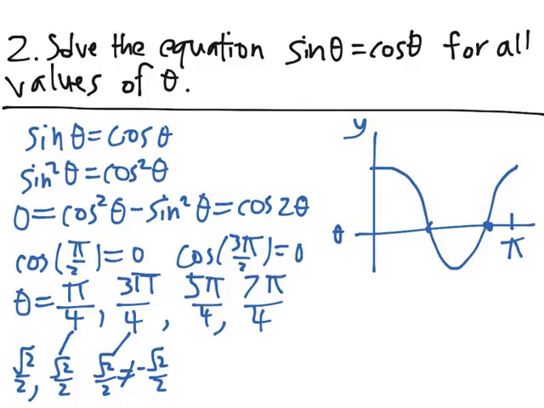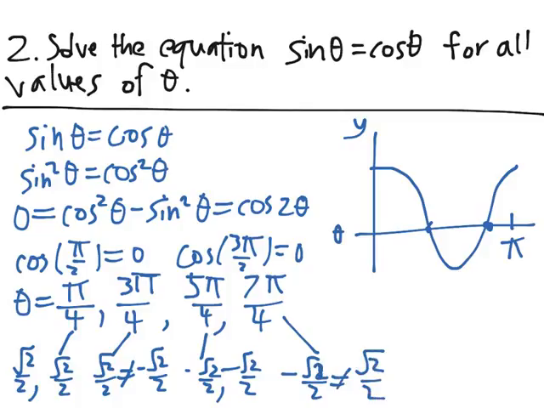Then for 5 pi over 4, we have minus root 2 over 2 and minus root 2 over 2 for sine and cosine of theta, which is good. And then finally, for 7 pi over 4, sine theta is equal to minus root 2 over 2, which is not equal to root 2 over 2, which is cosine theta. This means that 3 pi over 4 and 7 pi over 4 are not actually solutions to the original equation.